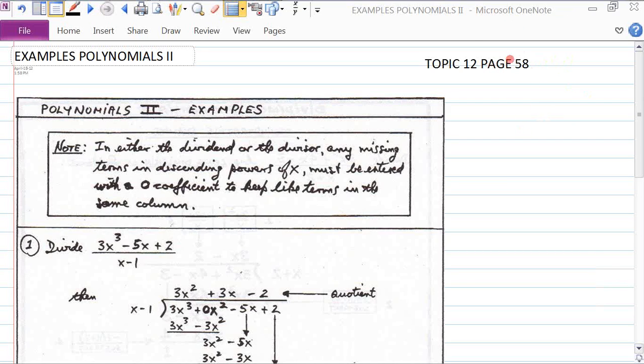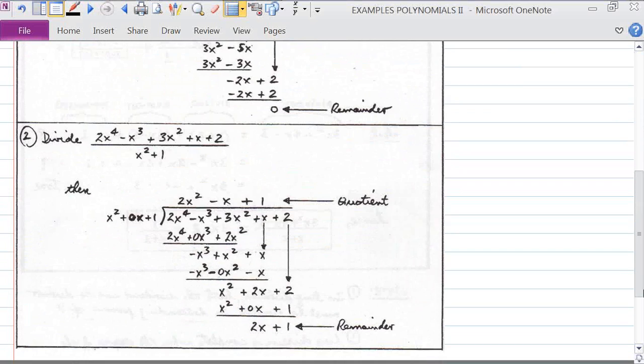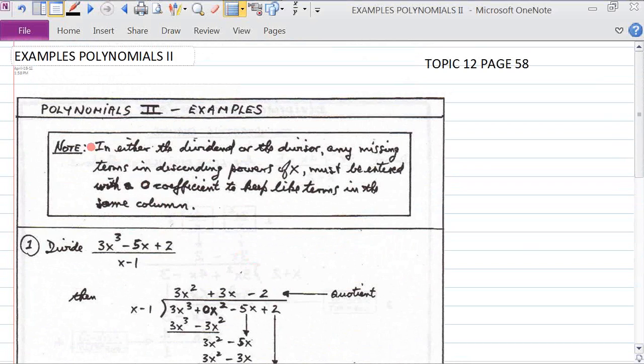We're on page 58, topic 12, and we're going to do examples of division with polynomials. And so we're going to do these two examples in more detail. But before, we should note this.